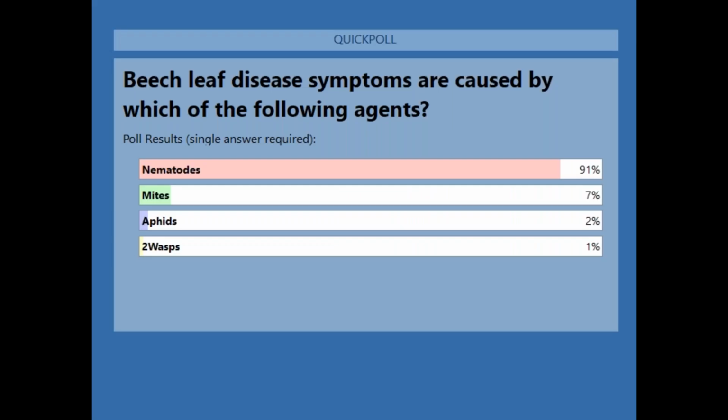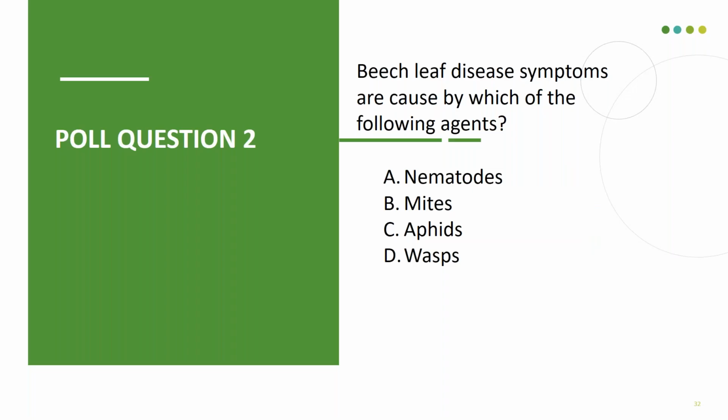So the results of the poll question: nematodes 91%, mites 7%, aphids 2%, wasps 1%. All right, so it seems like pretty much everyone got that. Yep, it is associated with the nematode, and they seem to be causing most of the damage that we see associated with this disease. In the future, we might find out that there are other agents also adding to it, but right now, nematodes are the lead agent causing those foliar symptoms that we see with beech leaf disease.